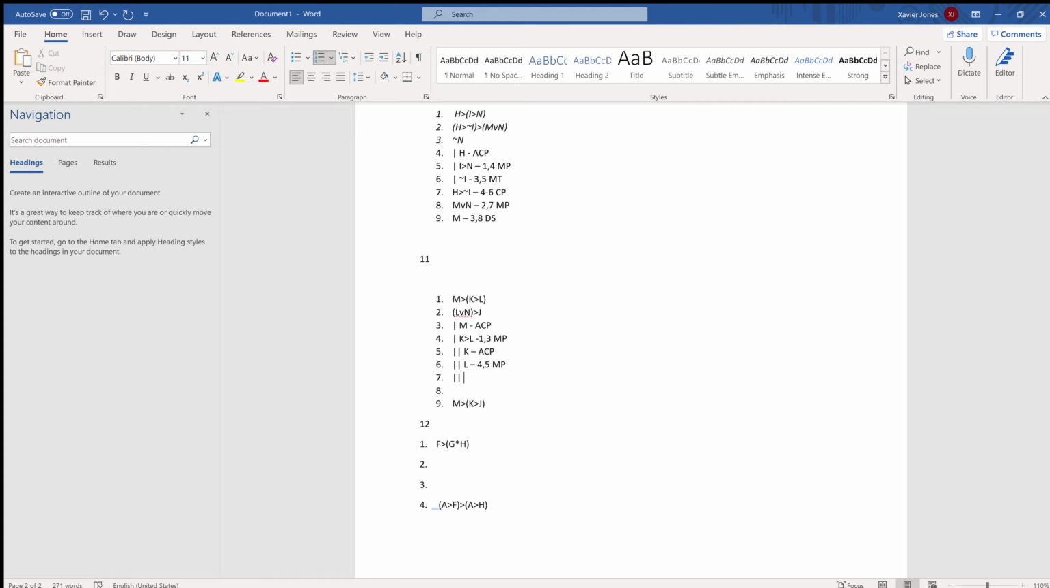So now that we have L, we can add on N, which is going to be line 6, addition. Sorry, I was looking ahead in advance to see how this is going to get us anywhere. So now that we have L or N, we can get J using lines 2 and 7 modus ponens.